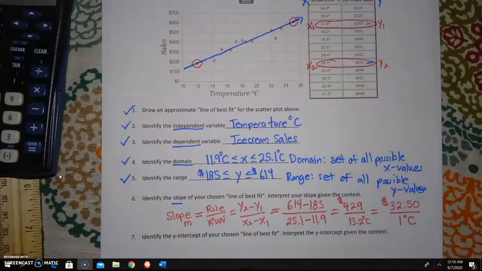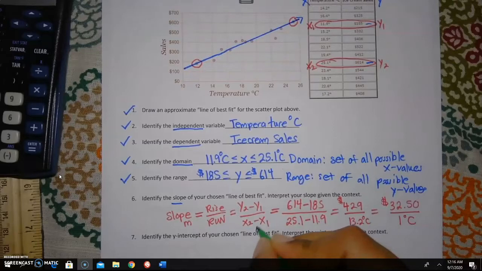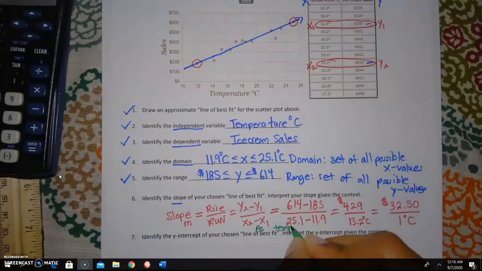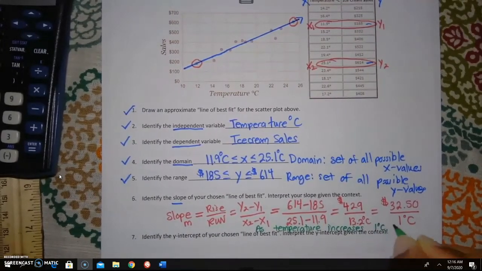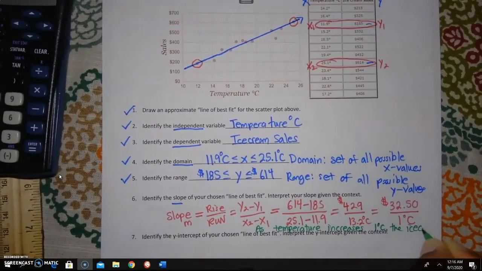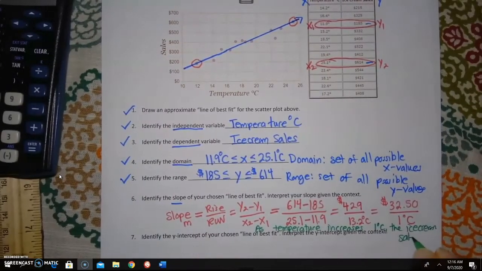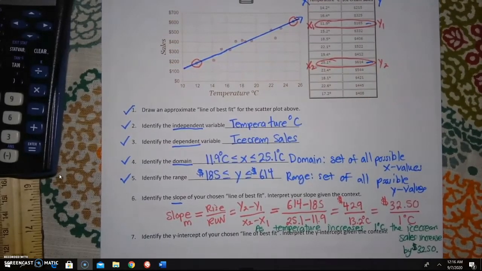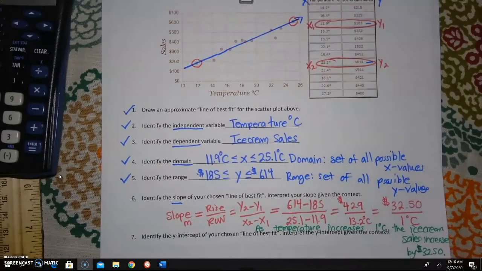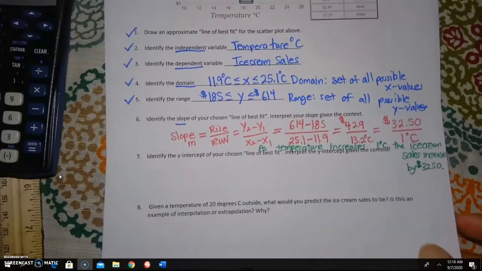So we're going to say, as the temperature increases 1 degree Celsius, the ice cream sales increase by $32.50. Or we might also say something to the effect of, for every 1 degree Celsius increase in temperature, we have an increase in sales by about $32.50.